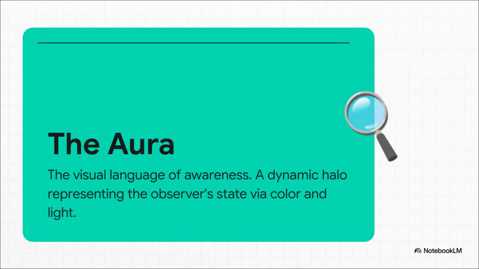So how does this observer show up visually? It appears as the aura. The aura is this dynamic halo that surrounds the entire system, and it's basically the visual language of your own awareness. It'll shift in color, it pulses, it glows brighter or dimmer based on your focus, maybe even your emotional tone. In essence, it's the part of the system that actually represents you watching it.